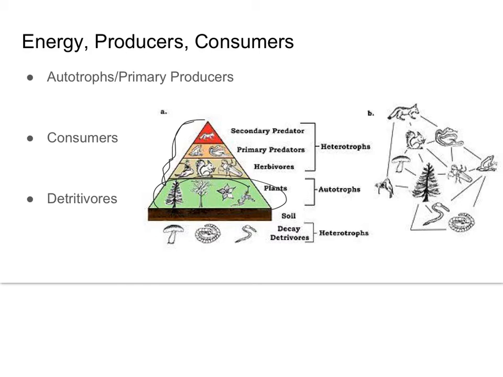Herbivores are going to consume plants. Primary predators are going to consume herbivores. And then the top predators are going to consume your primary predators. And remember, those are all called heterotrophs.